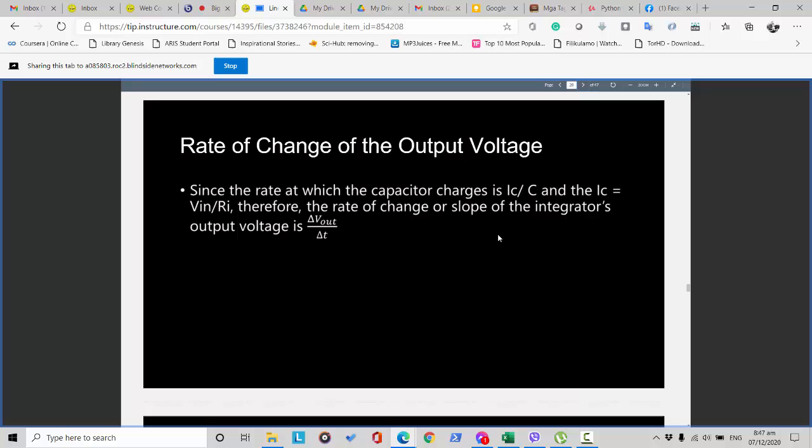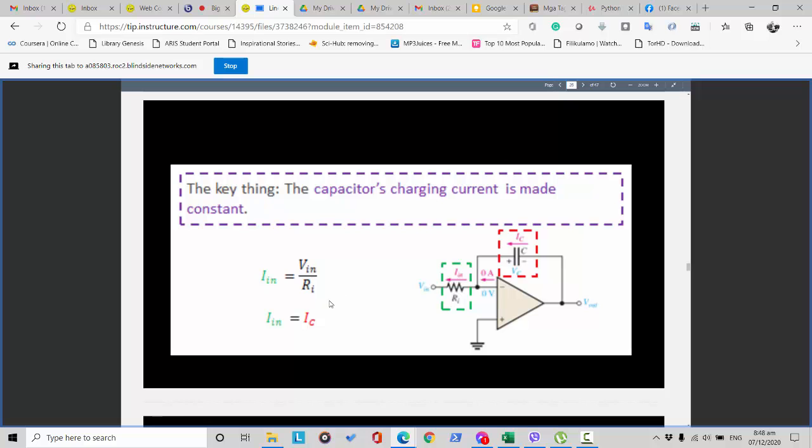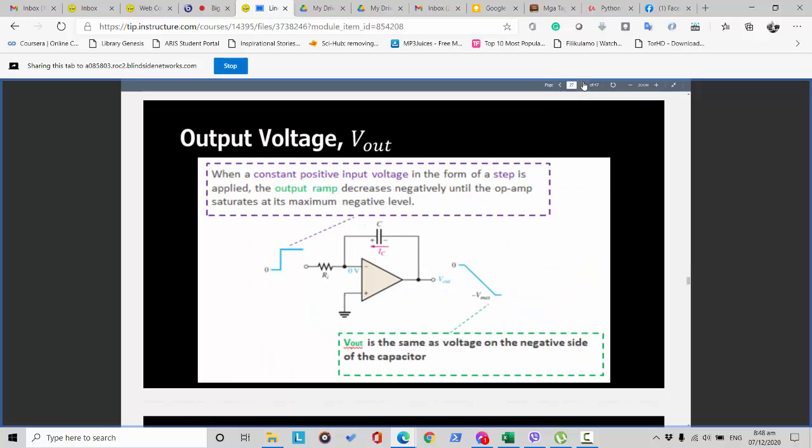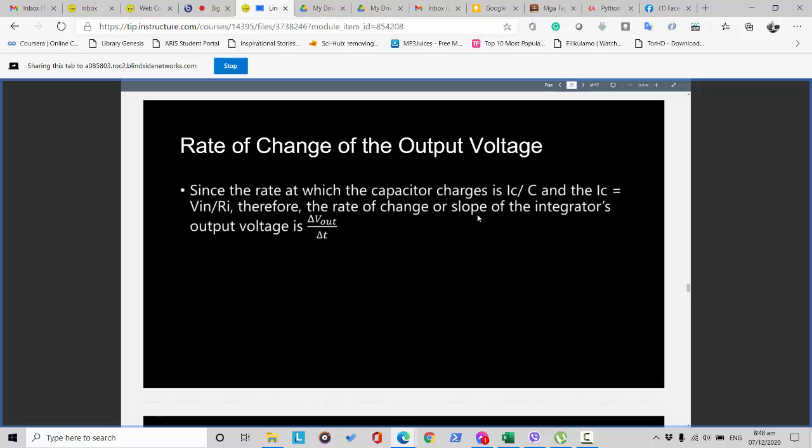Now, the rate of change of the output voltage is measured as follows. Since the rate at which the capacitor charges is IC over C, and the IC is equal to VI, the input voltage, divided by the input resistor, taken from this formula, okay? Therefore, the rate of change or slope of the integrator's output voltage is equal to the rate of change of the output voltage divided by the rate of change of T.